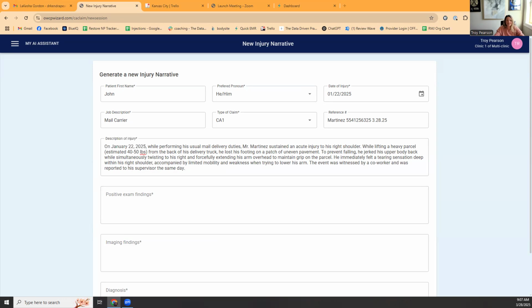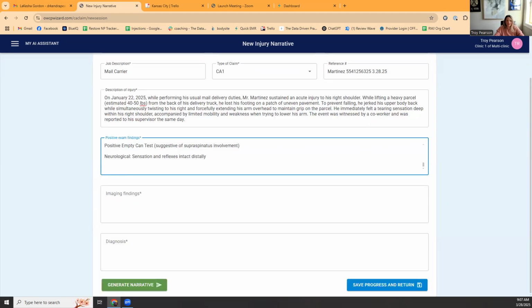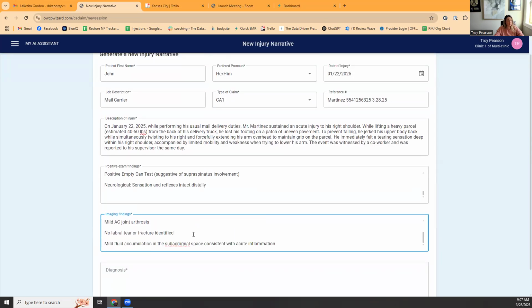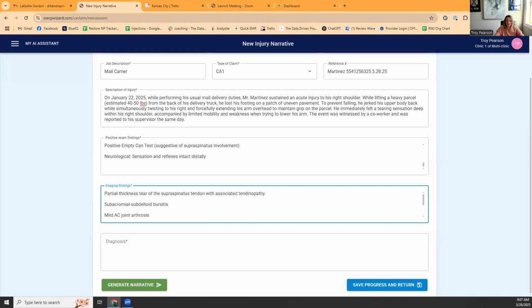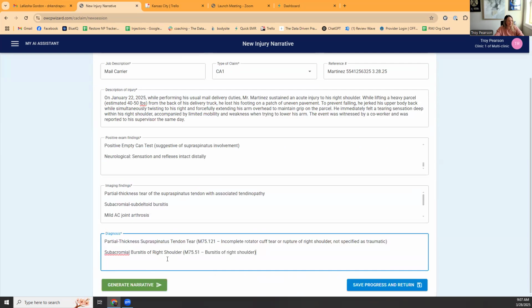We need to have positive exam findings that we found whenever he came into the office and saw our provider. So we have positive findings for a possible rotator cuff tear here. Imaging findings. So we did have an MRI that did show that he has a rotator cuff tear, and he also has some subacromial bursitis as well in there. And then the diagnosis that we formulated. And for this purpose, we kept it pretty simple. We have two diagnoses. We have that supraspinatus tendon tear and his bursitis.